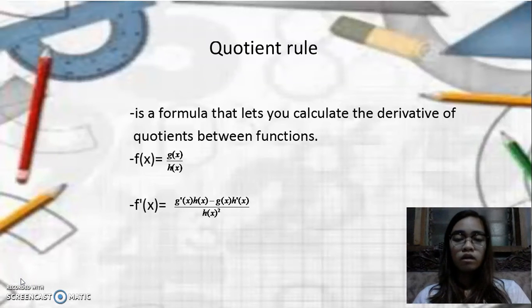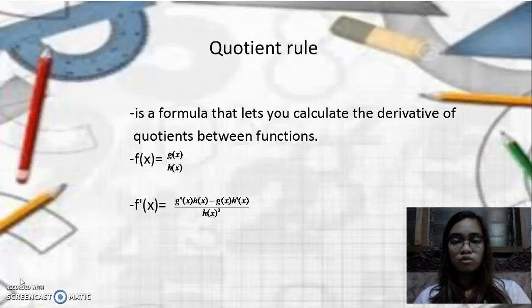Since we are done with the product rule, we'll proceed to the quotient rule. Quotient rule is basically a formula that lets you calculate the derivative of quotients between functions. Suppose we have a function f of x is equal to g of x over h of x. The derivative form of this one is f prime of x is equal to g prime of x times h of x minus g of x times h prime of x, over h of x squared.